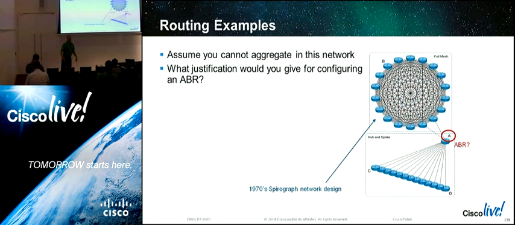So we saw this one earlier, the silly super spirograph, crazy mesh thing, and the hub and spoke, right? So if you have this as a written question, what reason would you give that you would put an ABR at point A in the network, right?